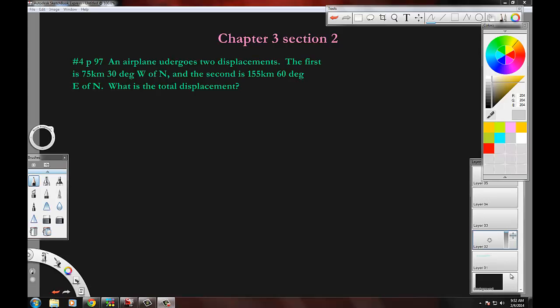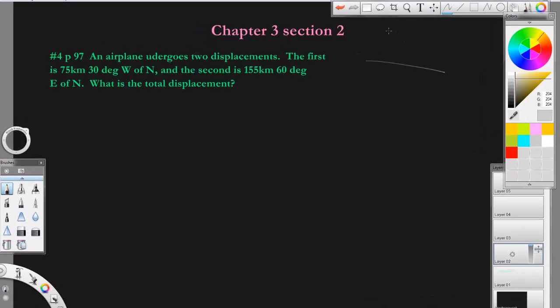Hello, Chapter 3, Section 2, a nice little trig problem. What makes this thing hard is you have to figure out how you're going to draw this from what perspective. Because when I first see this, it says an airplane undergoes two displacements. I'm thinking of an airplane flying across like that, and that's not how you want to look at it. You don't want to look at it from a squirrel's eye point of view. You want to look at it from a satellite point of view.